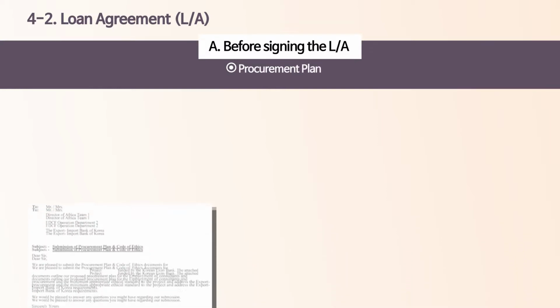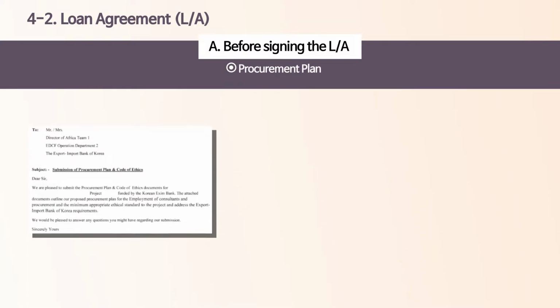You can find the standard form of pledge of the EDCF loan on the EDCF official website for your information. Now, let's find out what kind of documents are required for the execution of the loan agreement. Before signing the LA, there are two documents that the partner country shall submit to EDCF: the procurement plan and the ethical code for procurement and employment of consultants. First, the procurement plan is the document that contains various information about the procurement method for consultants and suppliers, expected contract size, and tentative employment schedule.